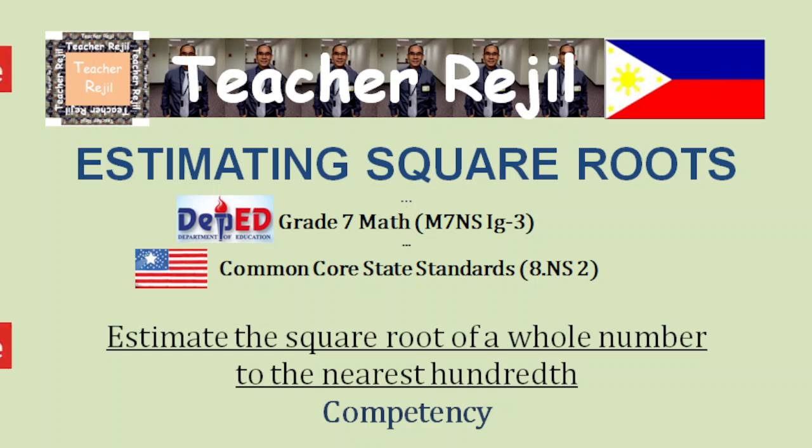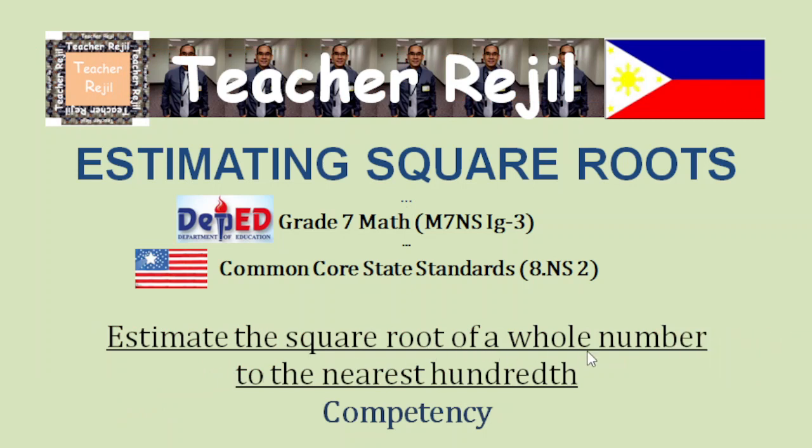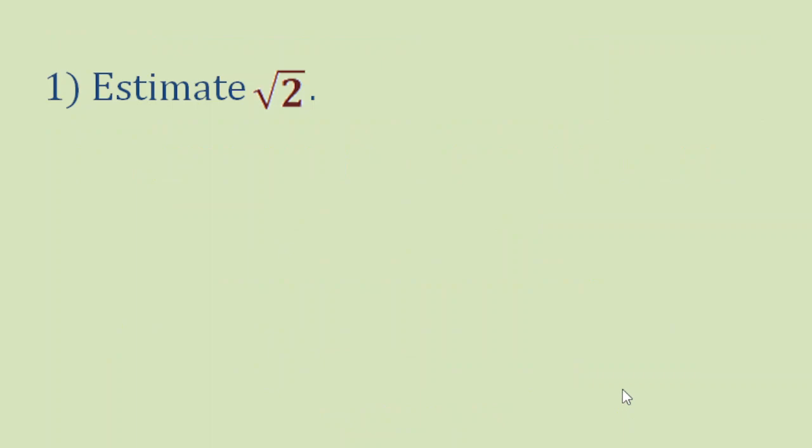In this lesson, we are going to discuss how to estimate the square root of a whole number to the nearest hundredth. Example number 1. Estimate the square root of 2. So the first method that we are going to use here is the special division method.